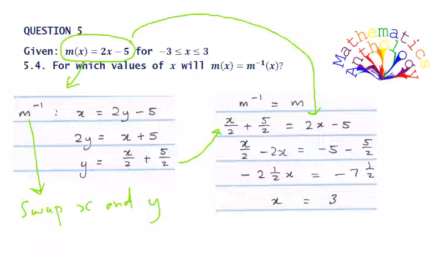So x over 2 plus 5 over 2 is equal to 2x minus 5. We take our x's all over onto one side, we'll get x over 2 minus 2x is equal to, we take all our constants over to the other side, negative 5 minus 5 over 2, and all we do here is we solve for x. Put your like terms together, x over 2 minus 2x will be half x minus 2x, which is negative 2.5x, and that's equal to negative 7.5 on the right hand side. Divide both sides by negative 2.5, and we'll get x is equal to positive 3.